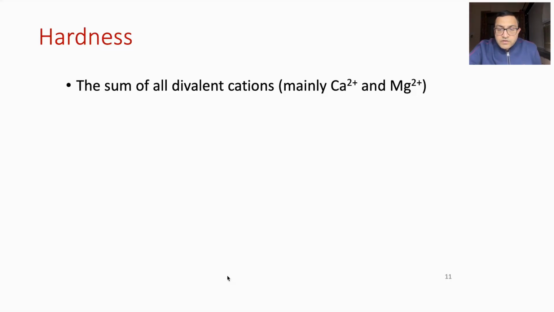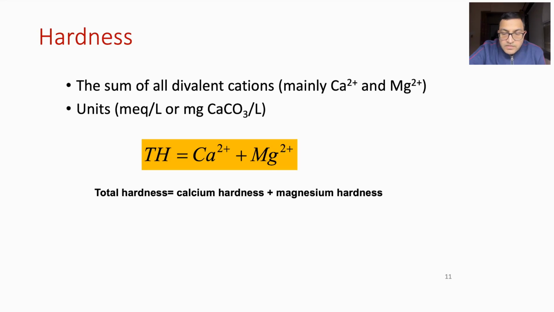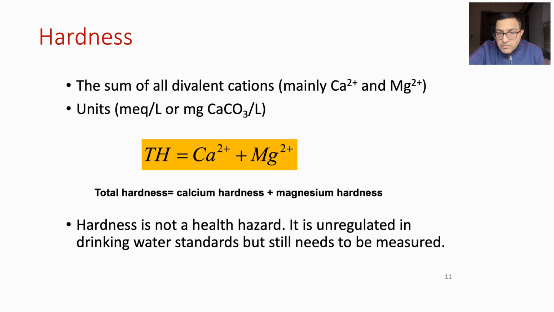Okay, let's look at hardness. Hardness is defined as the sum of all divalent cations, mainly contributed by calcium and magnesium, and the units are milliequivalents per liter or milligram per liter calcium carbonate. So total hardness would be a sum of calcium hardness and magnesium hardness. It's important to note that hardness is not a health hazard. It is unregulated in drinking water standards for that reason, but it still needs to be measured.